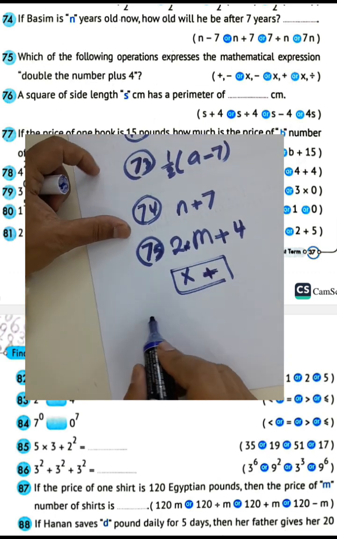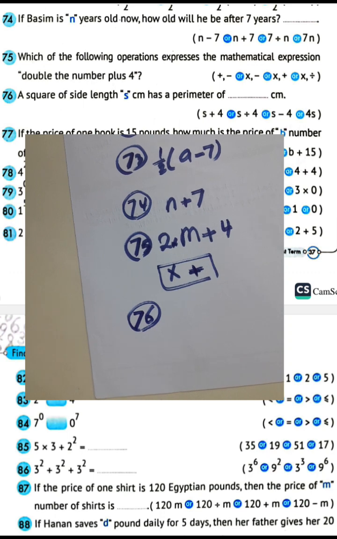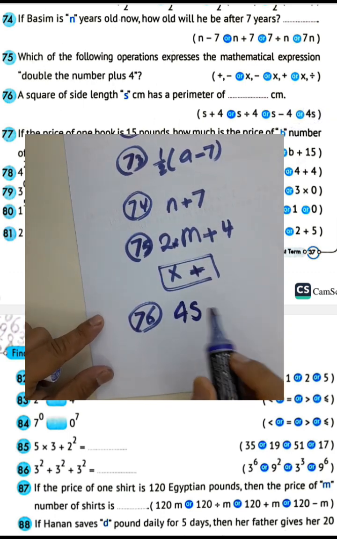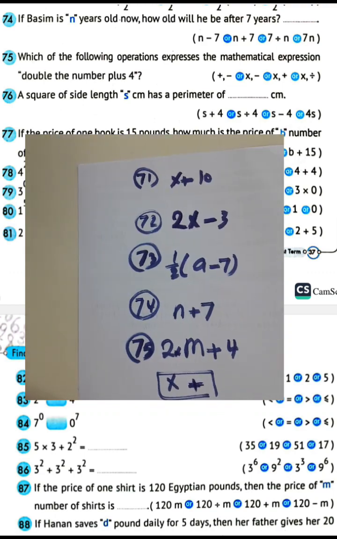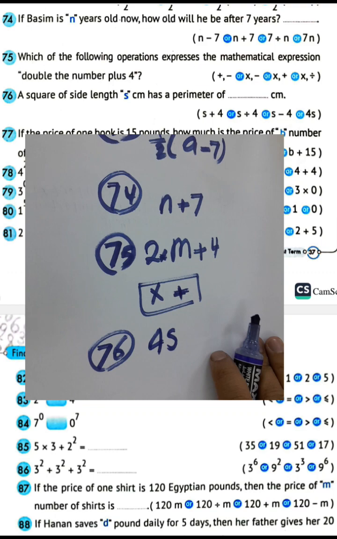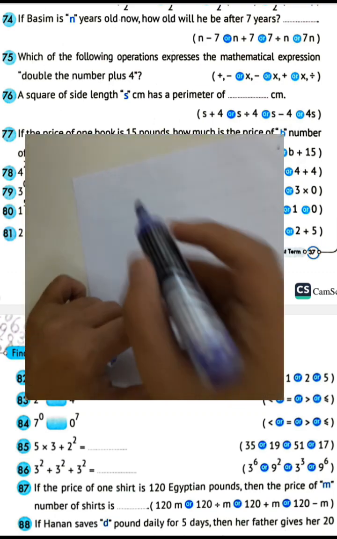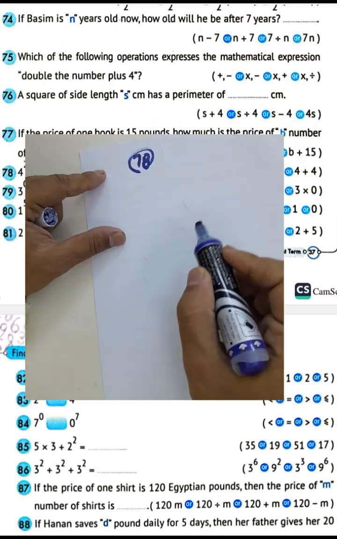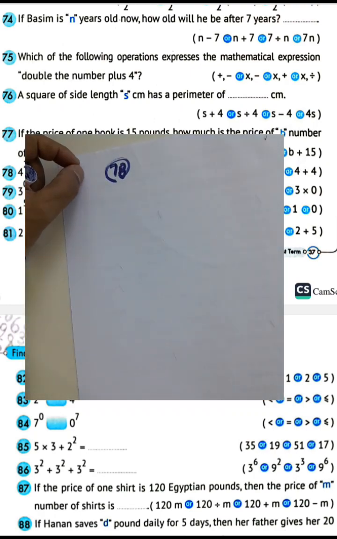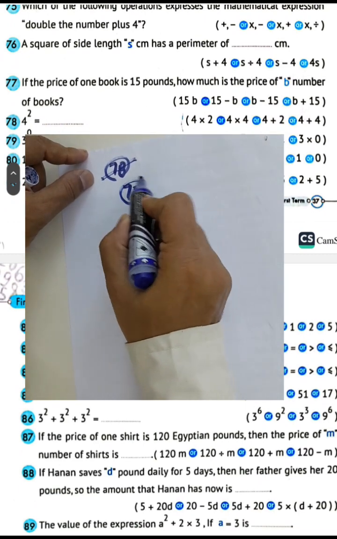Question 76. A square of side length s centimeters has a perimeter of 4s. It's the perimeter of a square: 4 multiplied by the side, 4 times s. And next question, question 77 here.